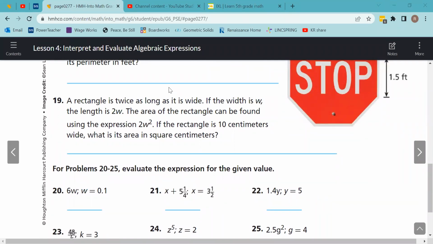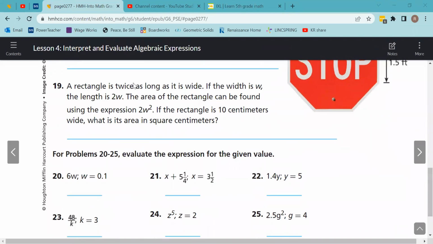Number 19, a rectangle is twice as long as it is wide. If the width is W, then that would make the length 2W. The area of the rectangle can be found using the expression (2W) squared. If the rectangle is 10 centimeters wide, what is the area in square centimeters?